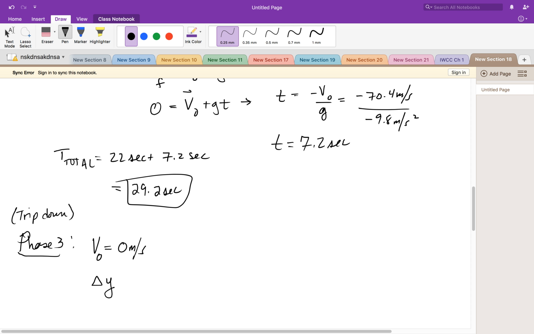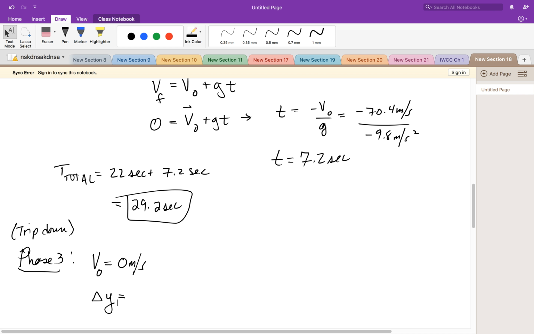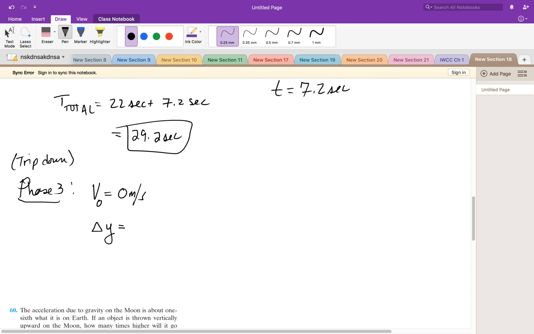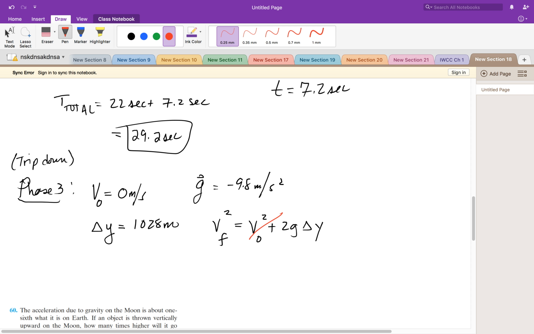Our delta y, let's call it this way, the length, right? So basically the full height that it's going to be dropping is 1,028 meters, because that's our max height. So we're falling from max height. G is negative 9.8 this whole way down. And so this is basically a free fall problem now. It's almost as if you're dropping this rocket from rest. Obviously, we're ignoring air resistance. This is 0 because we're starting at max height.